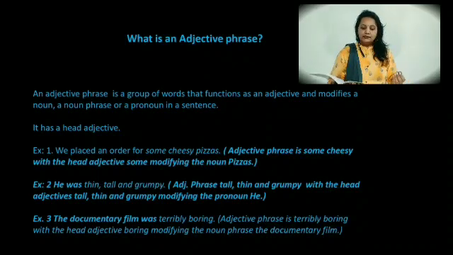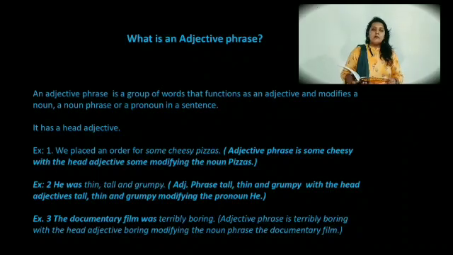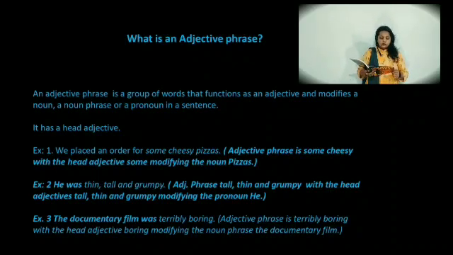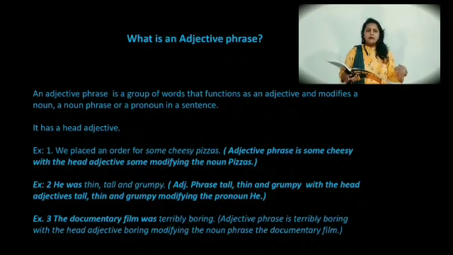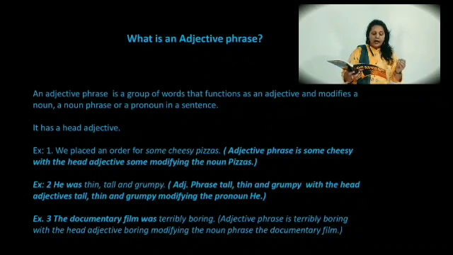Some cheesy pizza. Now let's see how it is going to modify a pronoun in a sentence. An example is, "He was thin, tall and grumpy." A person is there, a man or a boy, and how he is being described: he was thin, tall and grumpy. In this adjective phrase, "thin, tall and grumpy" is modifying the pronoun "he," because he is being described here in that manner.